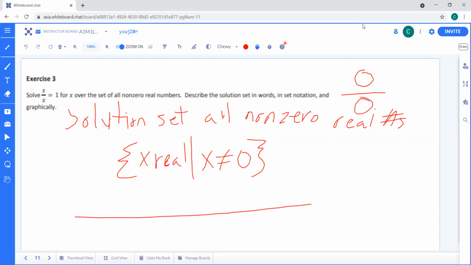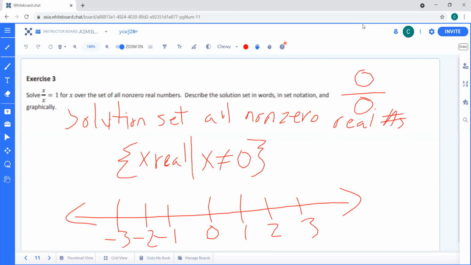So what would that look like graphically? I'll plug 0 here, 1, 2, 3, and -1, -2, -3. We can't have 0, but we can have everything to the positive and everything to the negative, but it cannot be 0. That works.